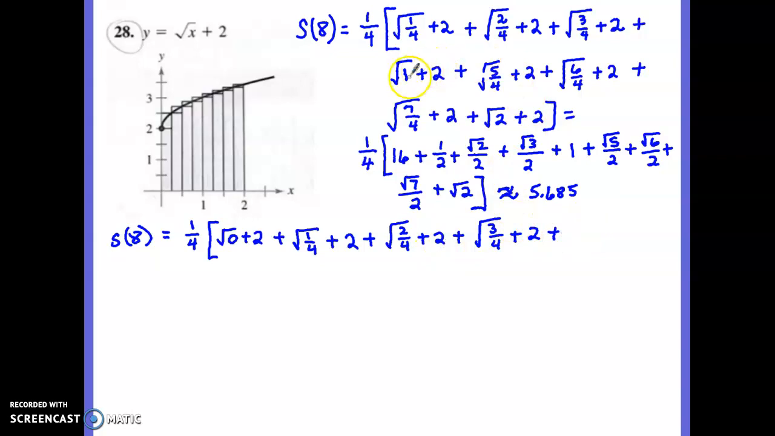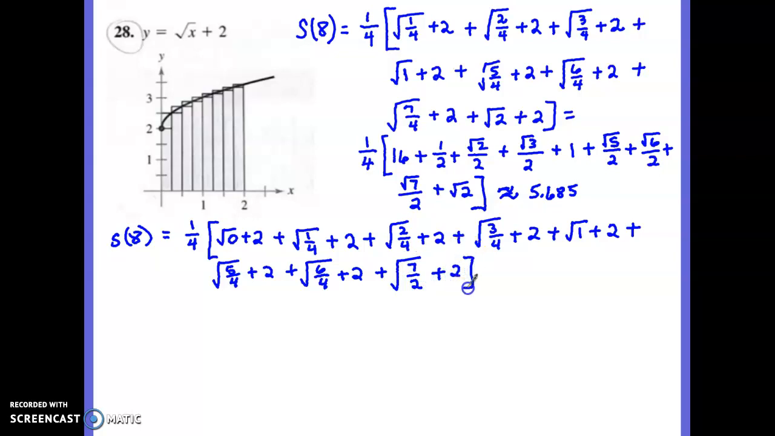All right, 4/4 is 1. All right, 5/4. All right, 6/4. And 7/4. You're not going to go all the way to 2 because we did the lower sum. So the lower sum started with 0. So there's 8 of the equations. Now let me write it down.